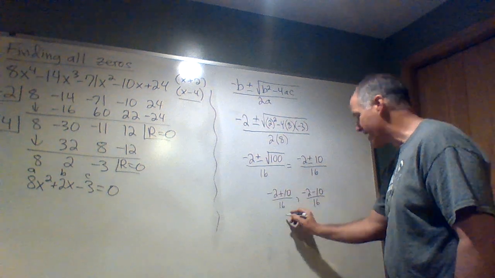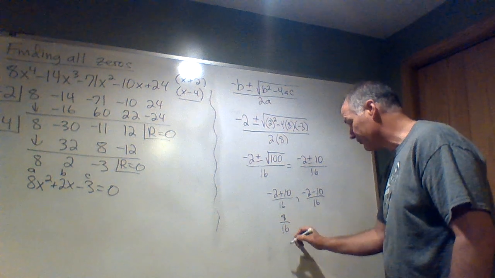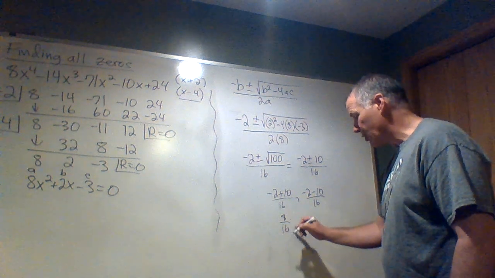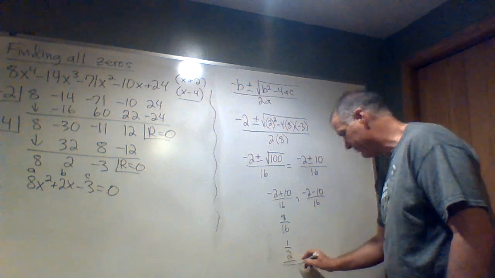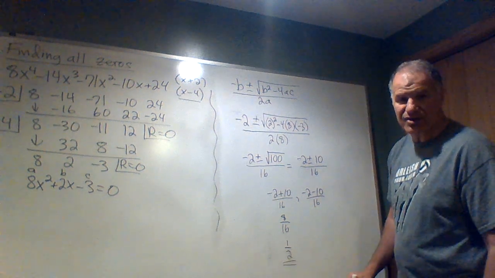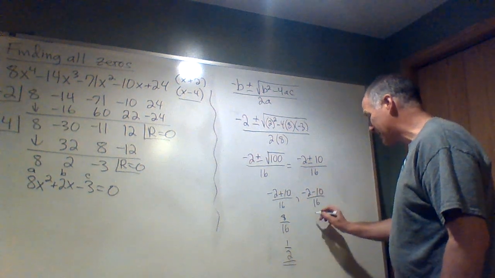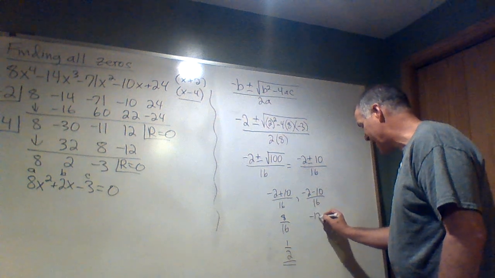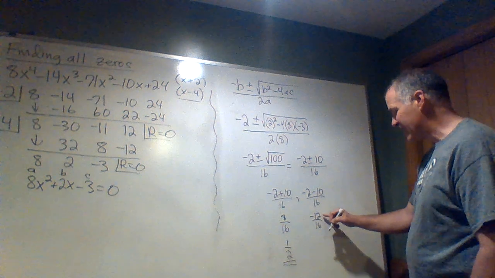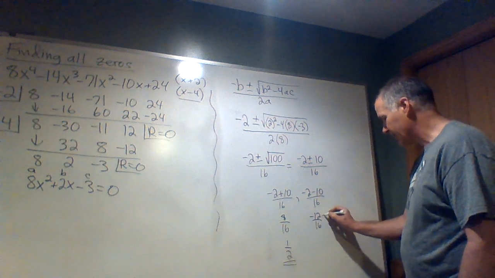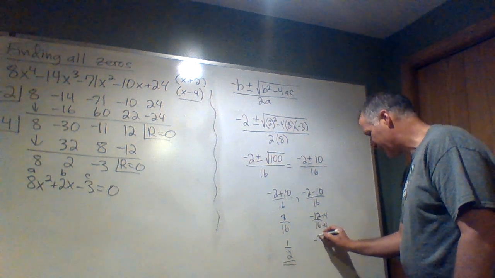So negative 2 plus 10 makes 8 over 16. 8 over 16, divide them both by 8. That's going to go to 1/2. So that first answer is 1/2. Now negative 2 minus 10, because those are both negative, they're going to add to negative 12 over 16. Now again, what's the biggest thing that divides into 12 and 16? Divide by 4, right? Divide by 4. So negative 3/4.